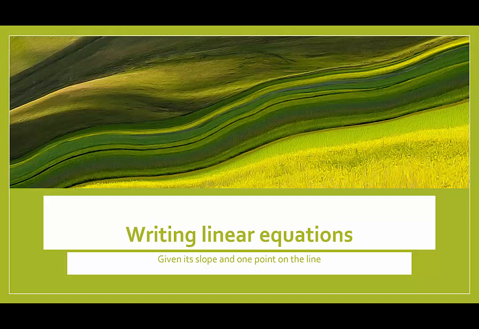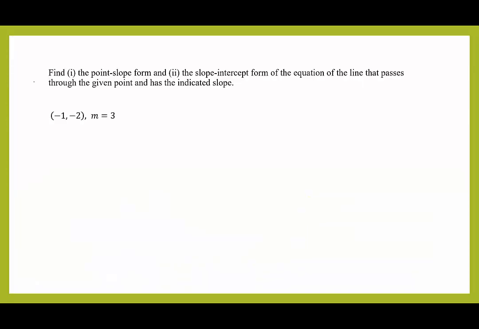In this video, we're going to look at writing linear equations given the slope and 1 point on the line. And we're going to look at two different forms. So first, we're going to look at writing it in point slope form and what information do we need to write it in point slope form, or conversely, what information would the equation be telling us if it was written in point slope form. And it's pretty straightforward, right?